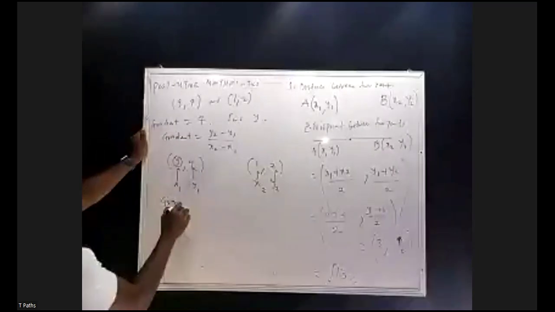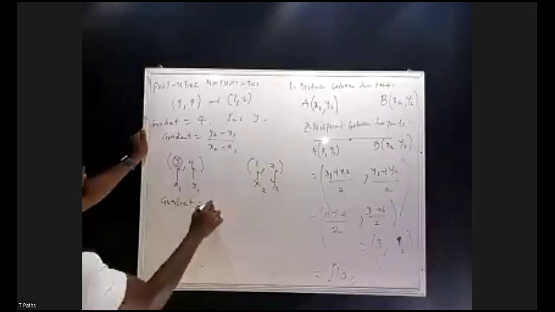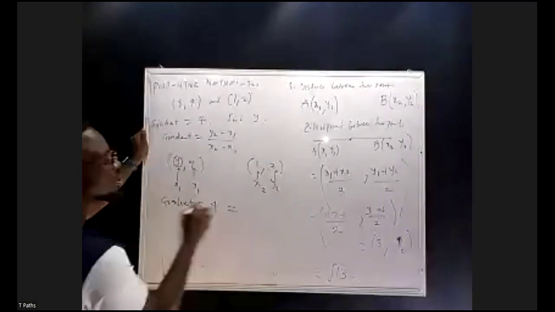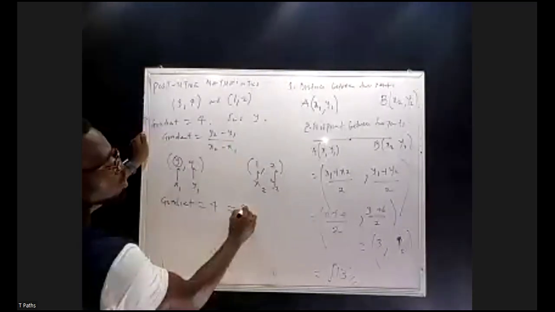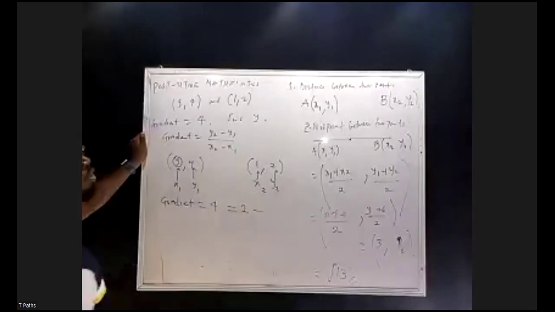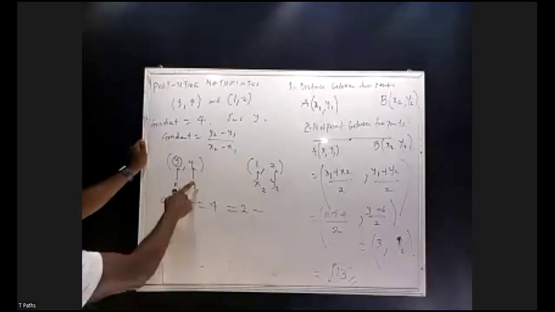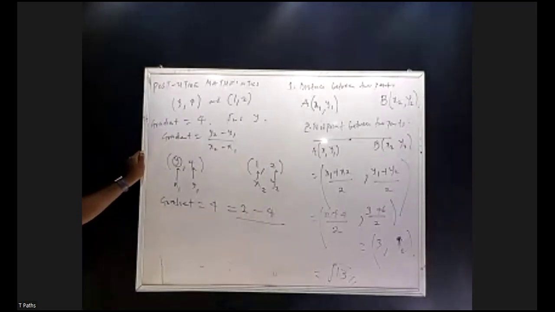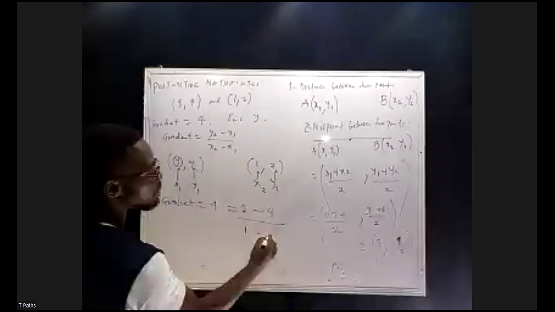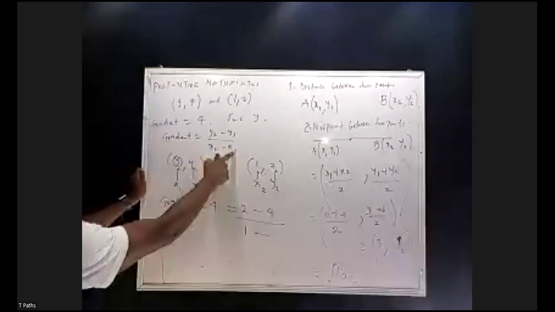So again, my gradient is equal to 4, which is equal to, oh yeah, apply this. What is my Y2? My Y2 is 2 minus, what is my Y1? 4, divided by, what is my X2? 1 minus, what is my X1?